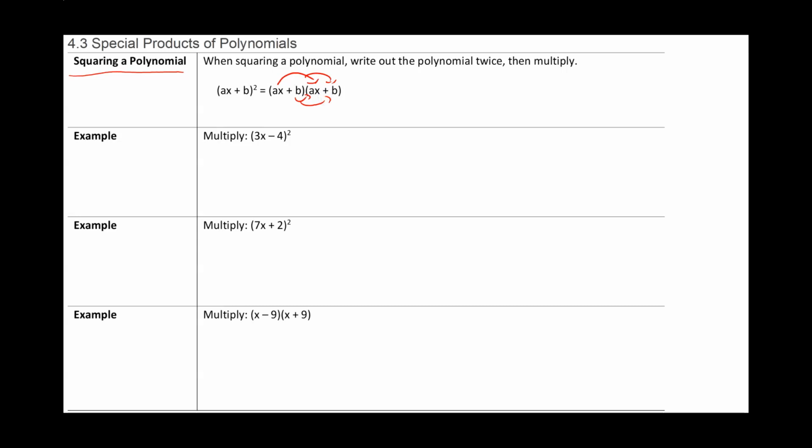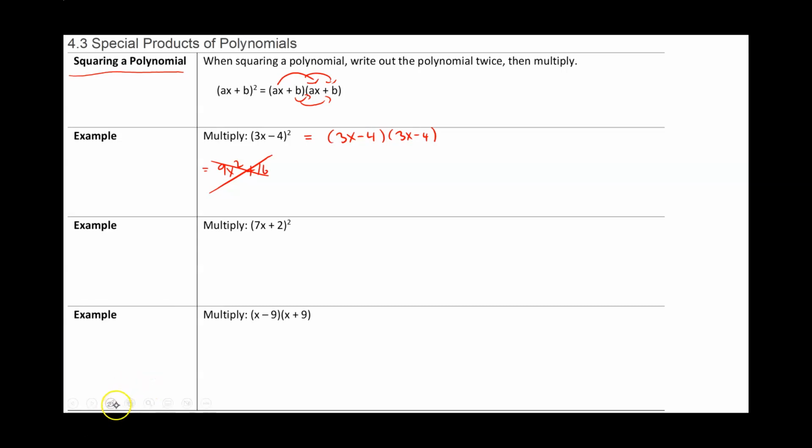these two binomials. So for example, if I have 3x minus 4 squared, here's a common mistake. Sometimes students just write 9x squared because 3x to the second power is 9x squared, negative 4 to the second power is 16, and this is incorrect. The correct way of doing this is to write 3x minus 4 times 3x minus 4, to write that out twice.